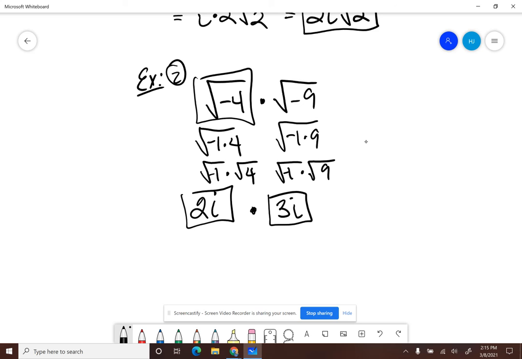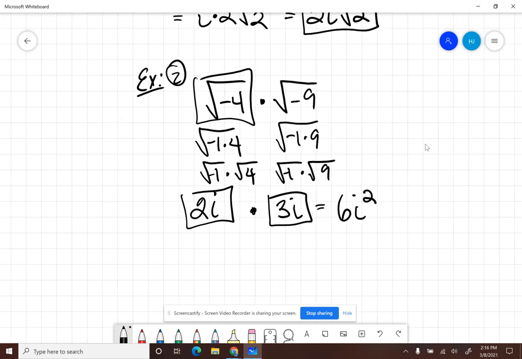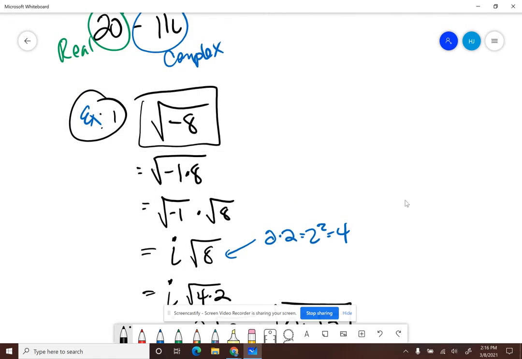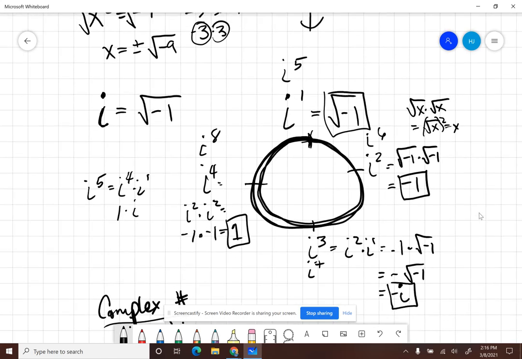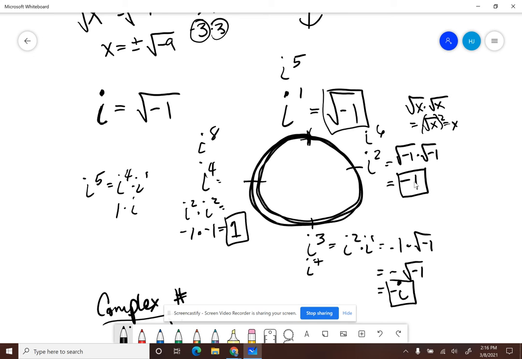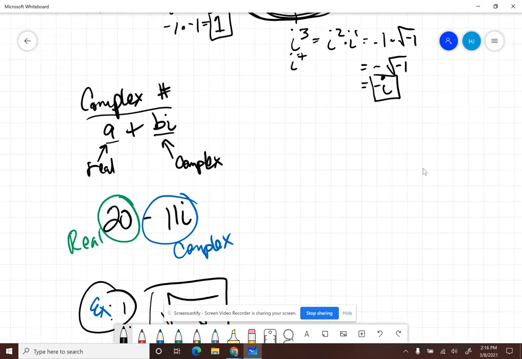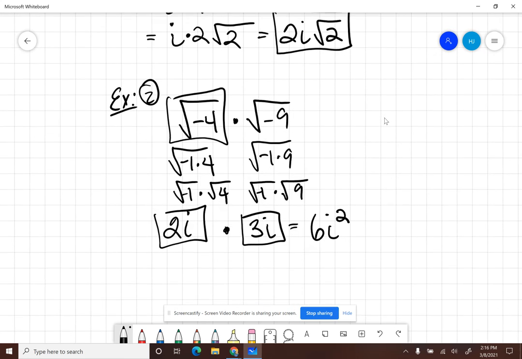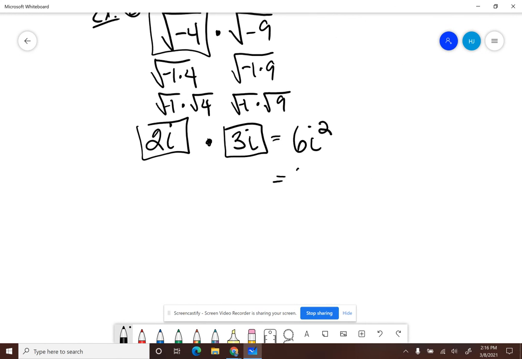So now I have 2i times 3i, and you will notice that that becomes 6i squared. And we may be tempted right here to say, well, I'm done, I don't have to do anything else. But remember, we said just a few minutes ago what i squared really is. And this is one that you really need to remember. i squared is the same as -1, okay? So you can see how this just keeps building on one another. So here we actually have 6 times -1 because i squared is the same thing as -1. So 6 times -1 actually equals -6.